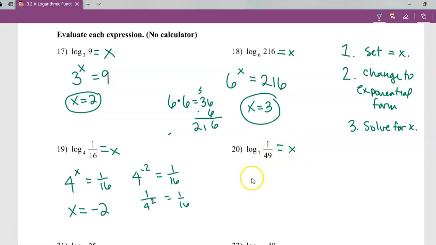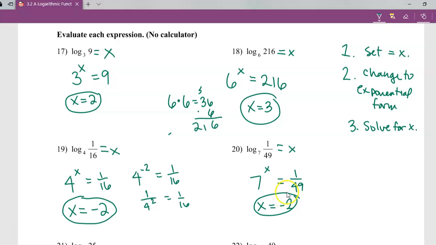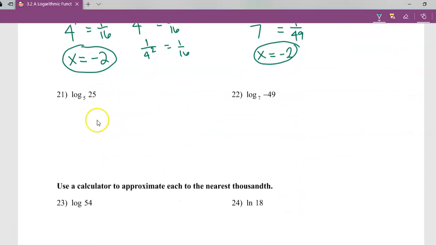Okay, number 20, set it equal to x. This one's another fraction, so again, I'm going to have a negative x. 7 squared is equal to 49, so x would have to be negative 2 because I need it to be 1 over 7 squared. That negative on the exponent tells me to flip it. Set this one equal to x. 5 to the x power equals 25. So x must be 2 because 5 squared is equal to 25.